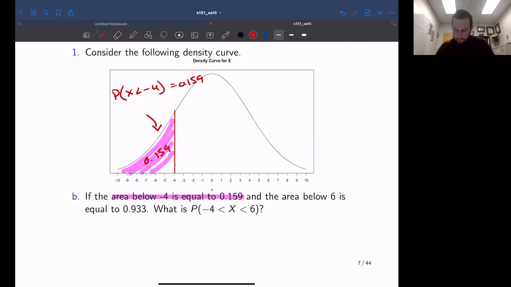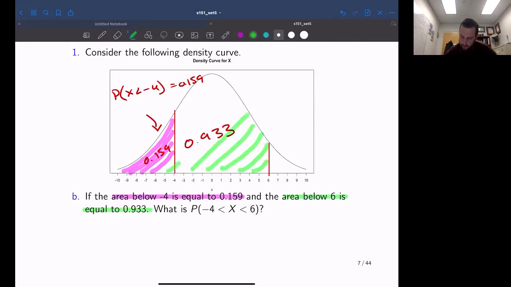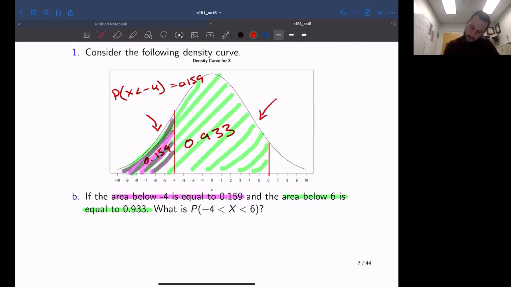Okay, the second thing that we are told is that the area below +6 is 0.933. Okay, so this is going to be a similar sketch. We start here at +6 now. We're being told that this entire area, everything that's below 6 is 0.933. So we can write in a bigger letter here, 0.933. And that's going to be this whole thing all the way down. Right? And just like before, this is just telling us the probability that x is less than 6 is 0.933.